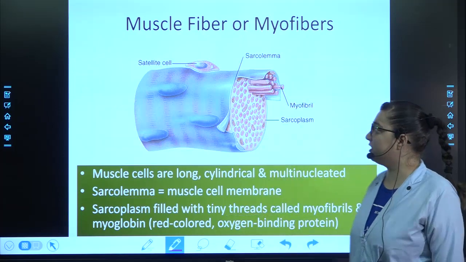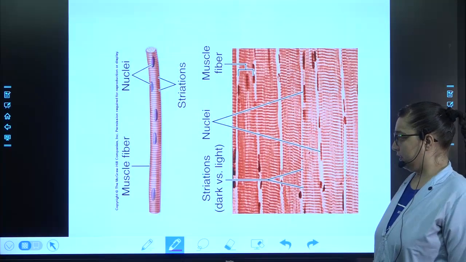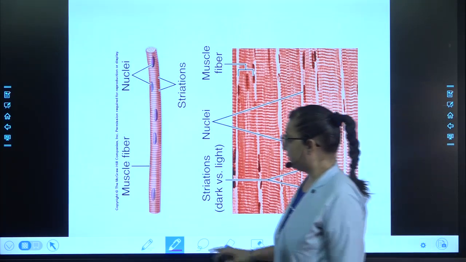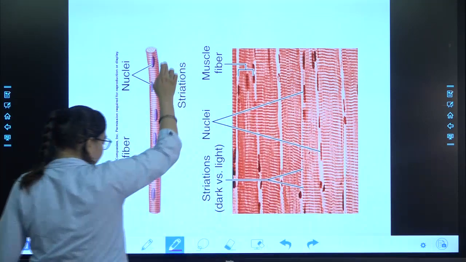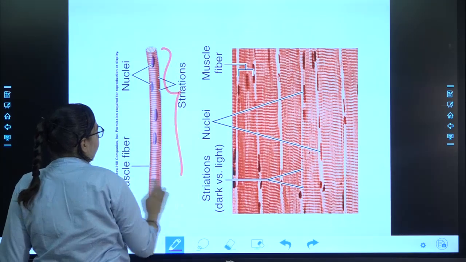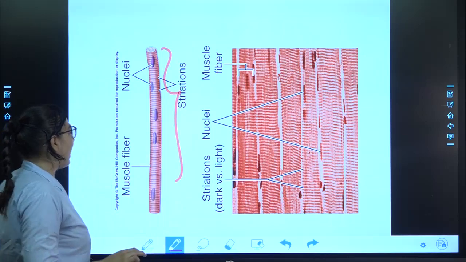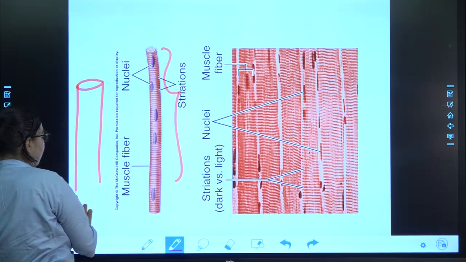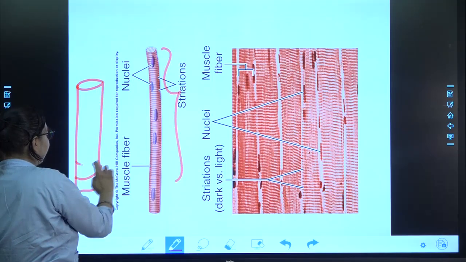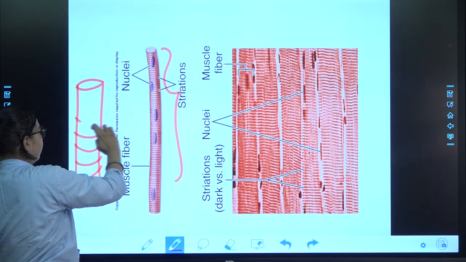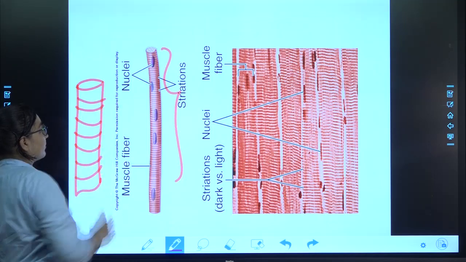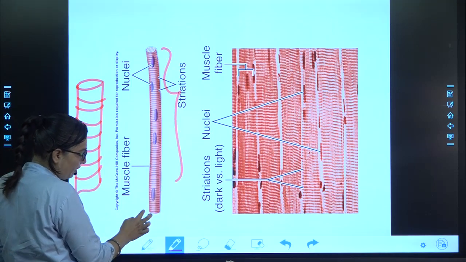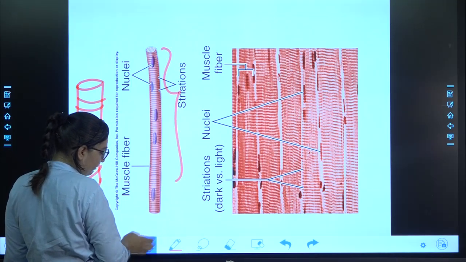Then the very first type of tissue, that is striated tissue. Why is it called striated? You can see over here there are light and dark patches. Like this, dark and light patches are there. Some are dark, some are light. You can just observe over here, a few are dark over here.